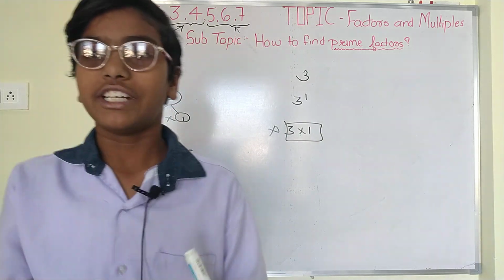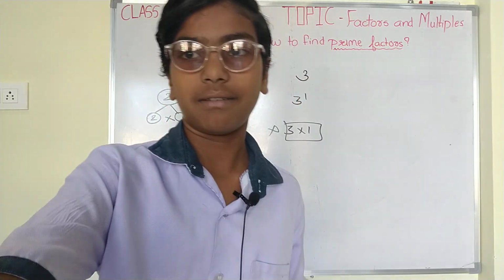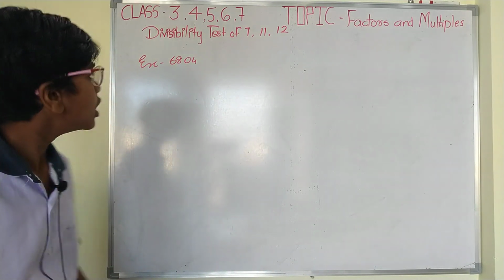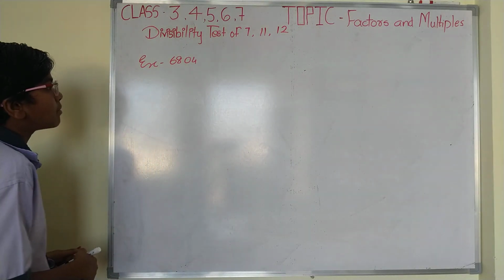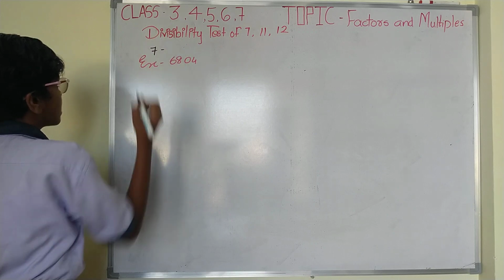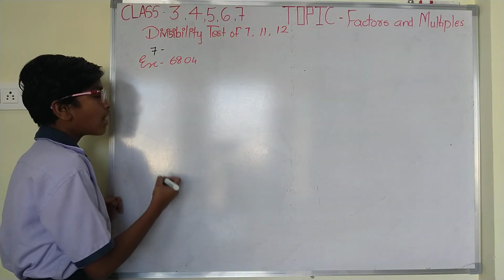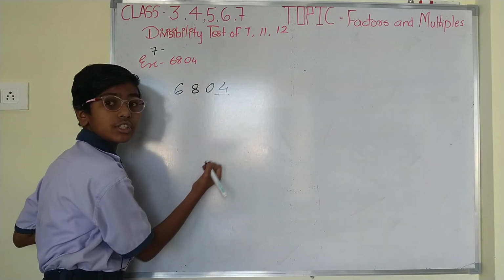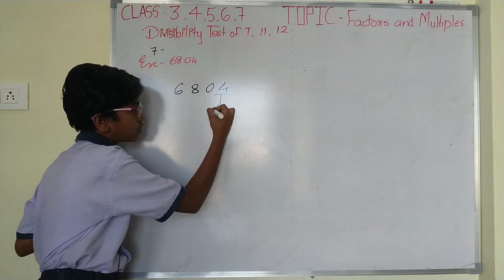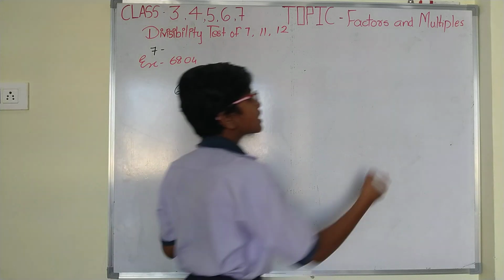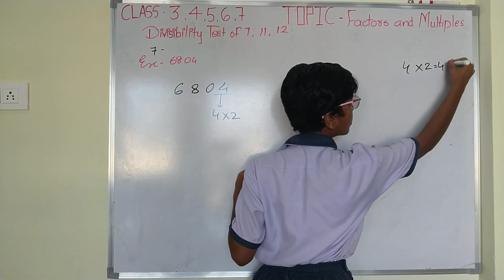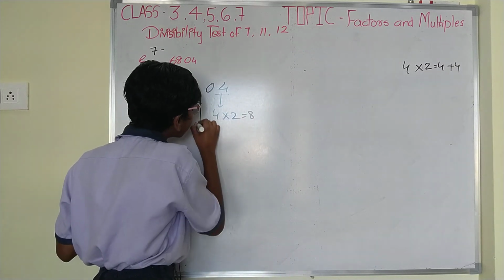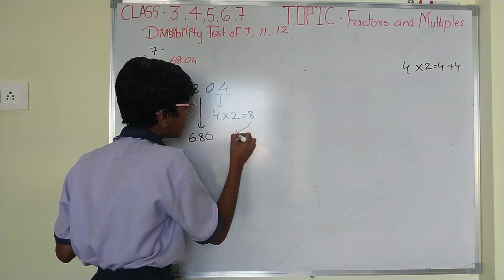Now let's move on to our divisibility test of 7, 11, 12. This is an example, and in this example we will learn the rule. 6804, and I am putting the divisibility test of 7, okay? I write 6804. Which is my units place? I double that. So I'll say 4 into 2, because 4 into 2 equals 4 plus 4 equals 8. So I'll bring this number down.